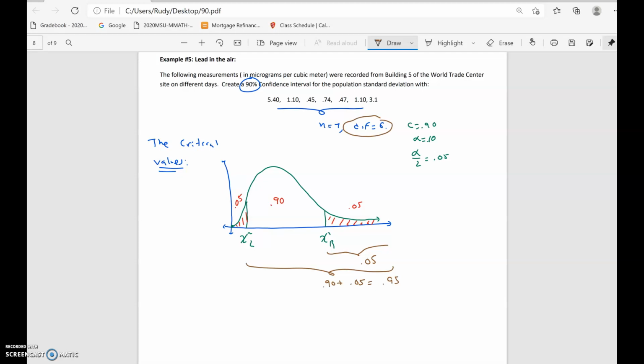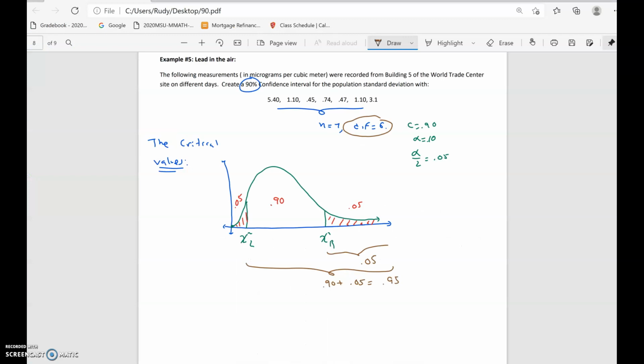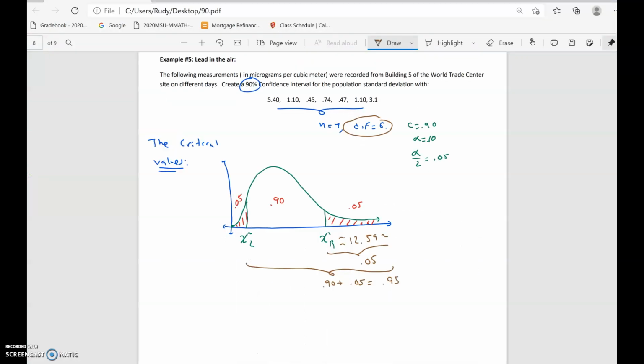So let me go to the table. We're looking at 6 degrees of freedom. The first one is 0.05, so it's going to be this one, 12.592. And then 0.95 is this one, 1.635.